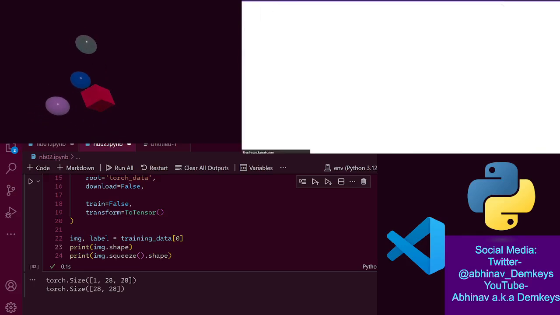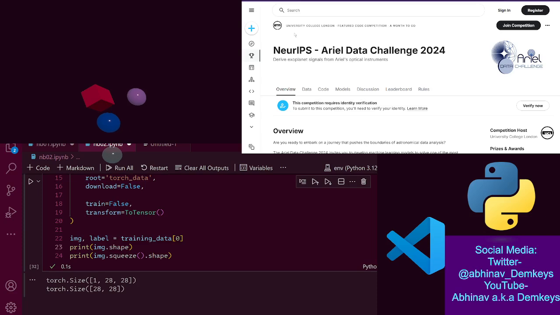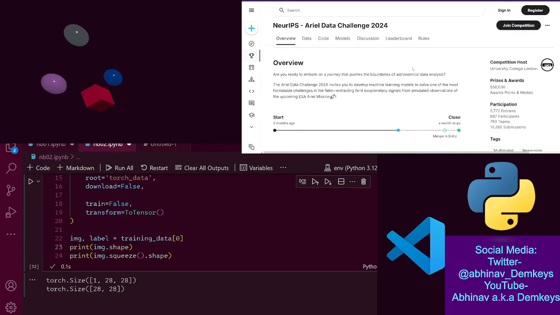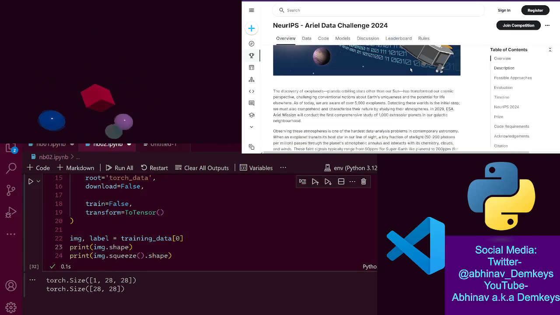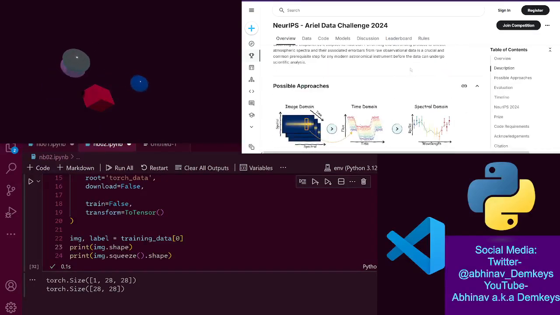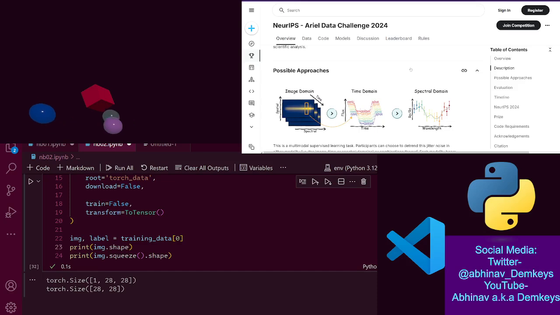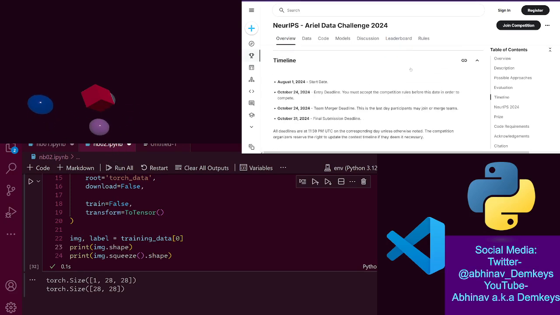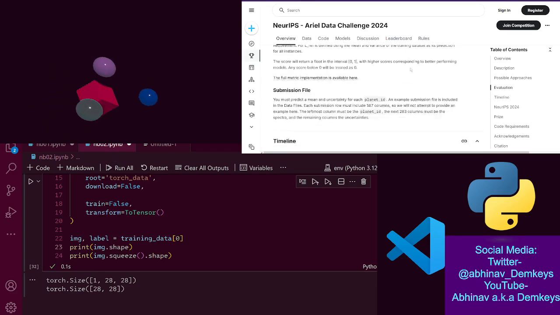Oh wow, this is interesting. Hold on. Oh wait, I remember this. No, no, this is something else. This is something else. Yeah, this is something else. This is not what I was thinking about, but interesting nonetheless. You must predict a mean and uncertainty for each planet ID. An example submission file is included in the data files.